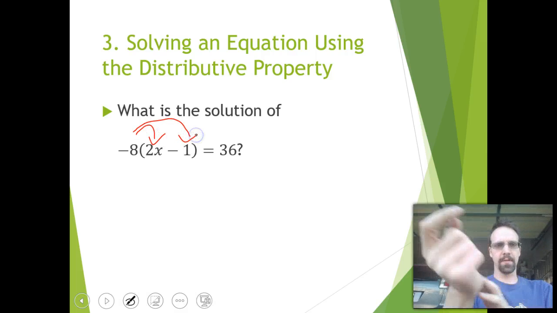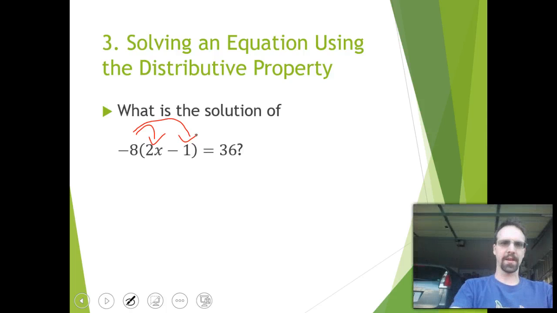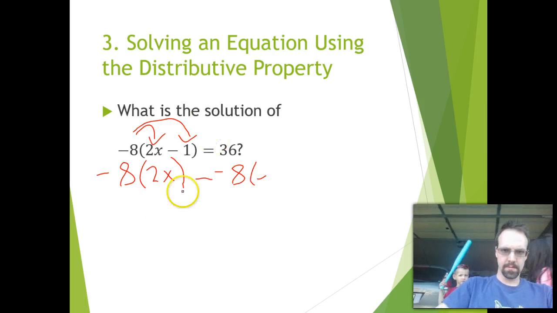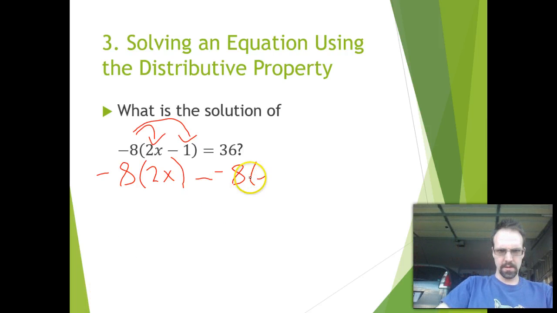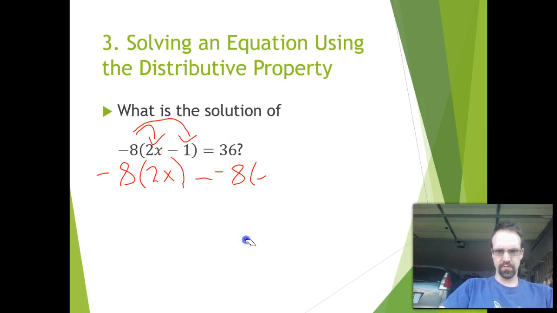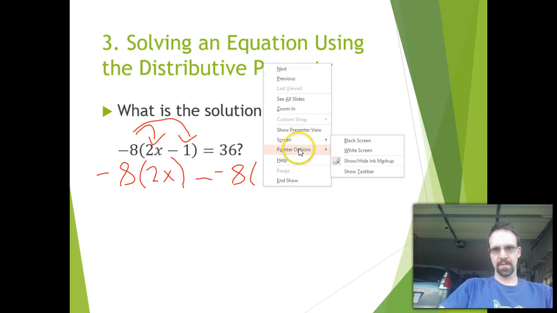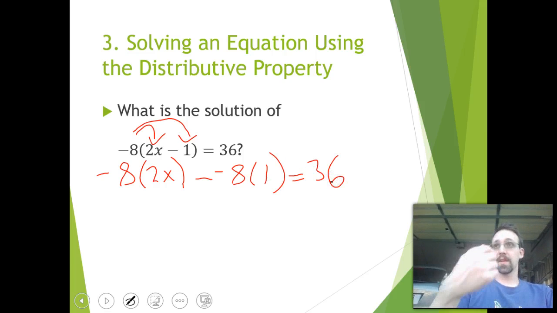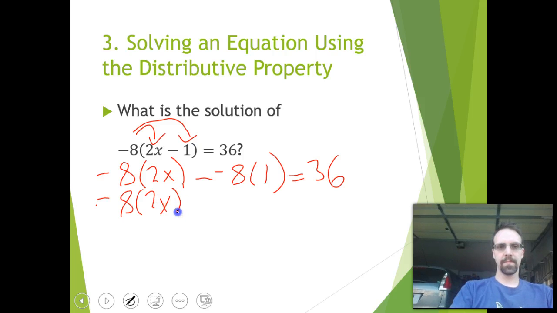We're going to distribute negative 8 to both of these. So we're going to take negative 8 times 2x and negative 8 times negative 1. The way this looks, you have negative 8 times 2x, and then you have minus negative 8 times 1. That needs to just be a regular 1. Times 1 equals 36. We all know that minus and negative is really plus. So I have negative 8 times 2x plus 8 times 1 equals 36.